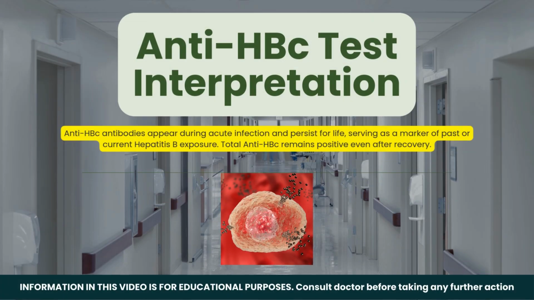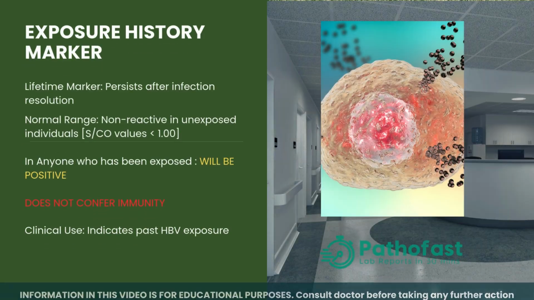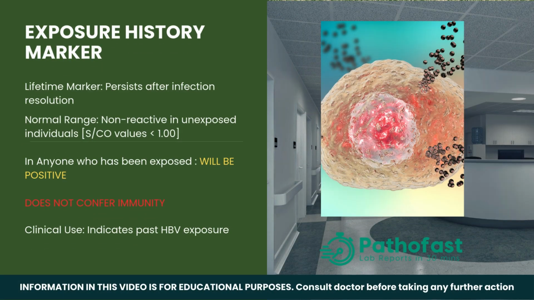Let's now look at the anti-hepatitis B core antibodies, because these are the ones that are a marker that you were infected at some point in your life. They will always remain positive and will also be positive after recovery. So what are the normal ranges of the anti-HBc antibody? It should be less than 1, non-reactive or negative. If you have ever been exposed, it will always stay positive throughout your life. It does not confer immunity. That doesn't mean it's of no use to prevent a subsequent infection. All it does is tell us that there has been an infection sometime in the past.